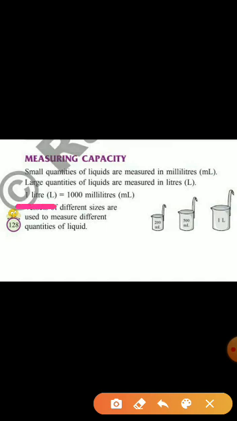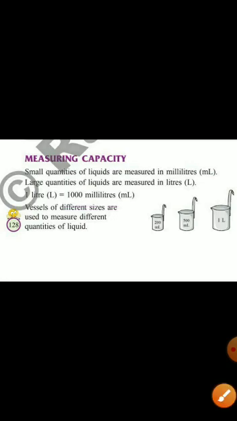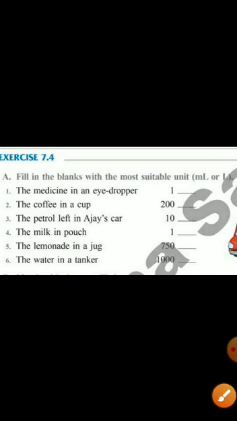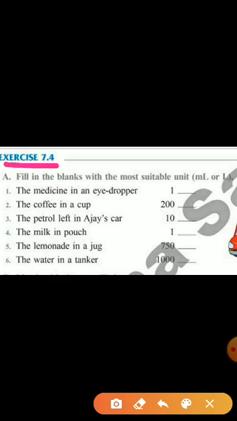Now 1 liter is equal to 1000 milliliter. This is the relationship between the units liter and milliliter. Based on this, we have an exercise 7.4. Look at the question number A. Fill in the blank with the more suitable unit, milliliter or liter.